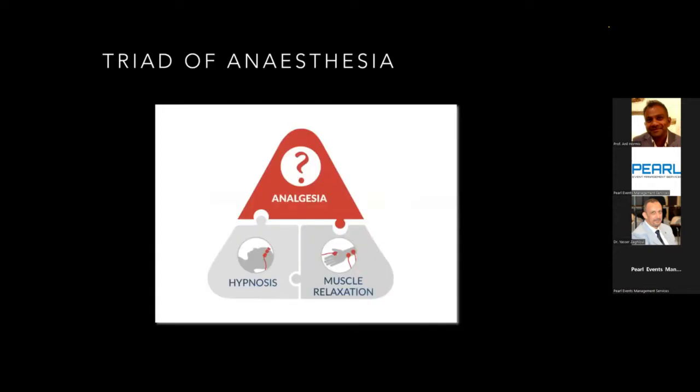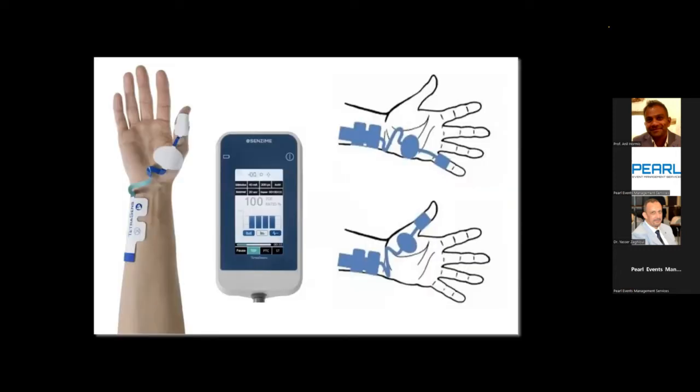We all are aware of the triad of anesthesia. We teach all of our students about this concept of the triad of analgesia, hypnosis, and muscle relaxation. And for a number of years now, we've had monitoring for 2 of these domains. So muscle relaxation was the first monitoring that became available in the 1970s. And now this is an example of the tetrograph machine, which gives us continuous neuromuscular blockade monitoring so that we can constantly monitor our patients.